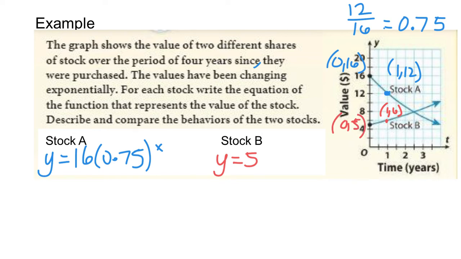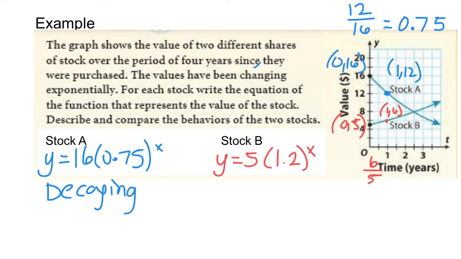So to get my factor there, I'm going to do the second y divided by the first one and get 1.2. I'm sorry, not 0.2, 1.2. So if they ask you to compare the behaviors of the two stocks or describe and compare them, then we're going to say that this first stock is decaying or decreasing by, and let's be specific about how much it's decreasing by.